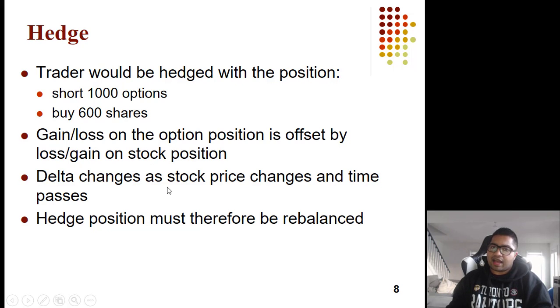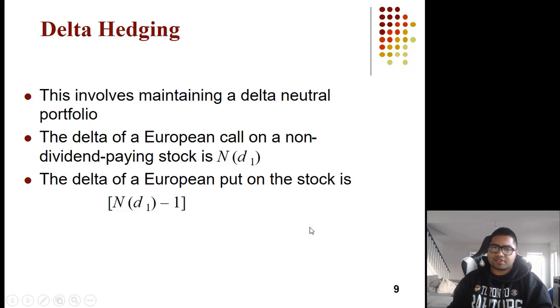Delta changes as the stock price changes and time passes. Hedge position must be rebalanced. So delta keeps on changing. Now delta hedging involves maintaining a delta neutral portfolio, that is a perfect hedge. Even if stock moves up or down, you do not lose money.